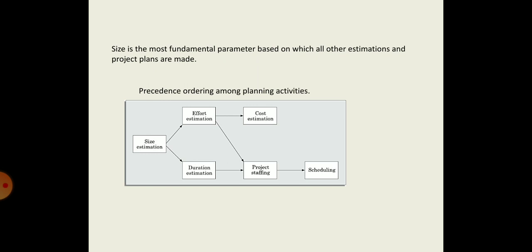As we see in the figure, the precedence ordering among planning activities, we first have to estimate the size of the project. The size estimation is carried out first, and based upon the size estimation, the effort needed for the development of the project is estimated. Depending upon the effort needed for the completion of the software, the cost is estimated. So size forms the basis for all other estimations.